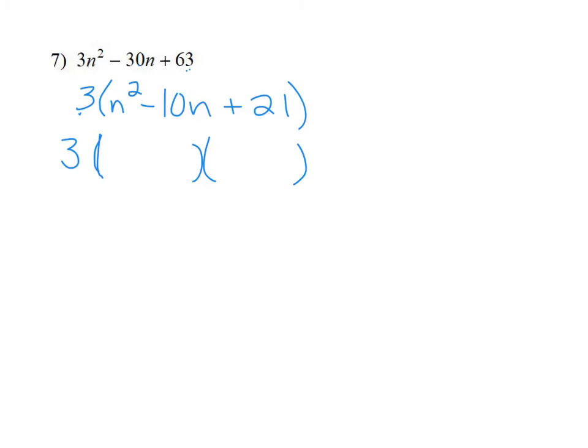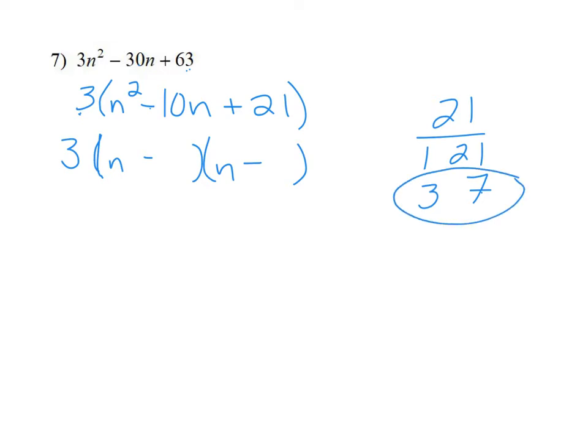So let's look for factors of 21. Oh, first let's put n's. And we have a negative and a positive, so that means these are both going to be negative. And we want factors of 21. So 1 and 21. 2 doesn't work, 3 works, 4 doesn't work, 5 doesn't work, 6, and we're back over here. So, do any of these add to 10? Yep, 3 and 7 do.